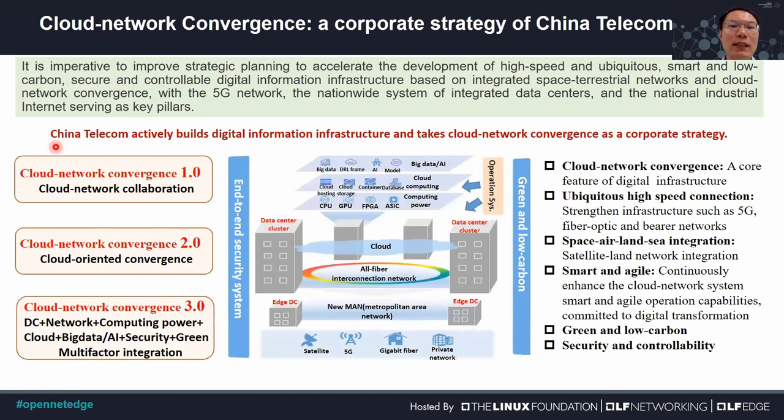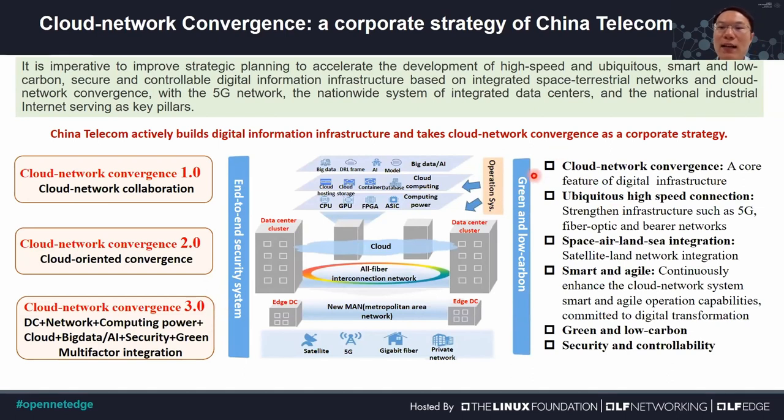So China Telecom actively builds digital information infrastructure and takes cloud network converge as a community strategy. The cloud network converge includes three stages. The first is, currently we focus on the cloud network collaboration. The second stage will be the cloud oriented converge. And the third stage will be the multi-factor integration, which includes all of the network factors, including the data center, network computing power, cloud, big data, AI, security, and green.